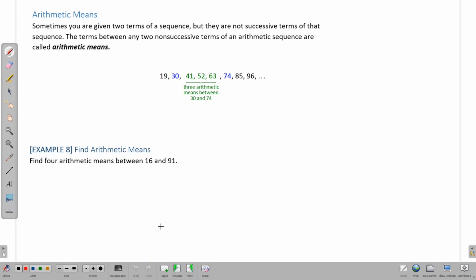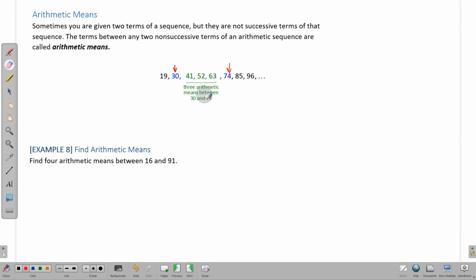Okay, so then to finish this, I think we're going to look at arithmetic means. So sometimes you are given 2 terms in a sequence, but they're not right next to each other. There's missing terms in between. The terms in between are what we call arithmetic means. So if we look at this here, we've got an arithmetic sequence, and let's say that these were missing, then you would say, you're looking for 3 arithmetic means between 30 and 74.